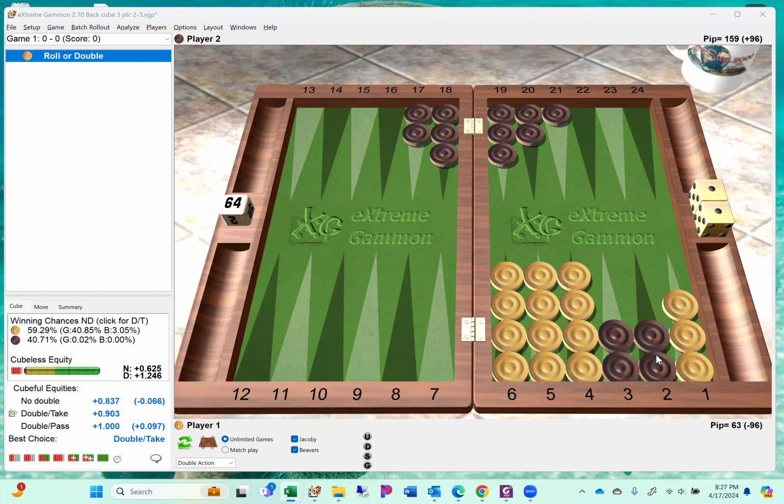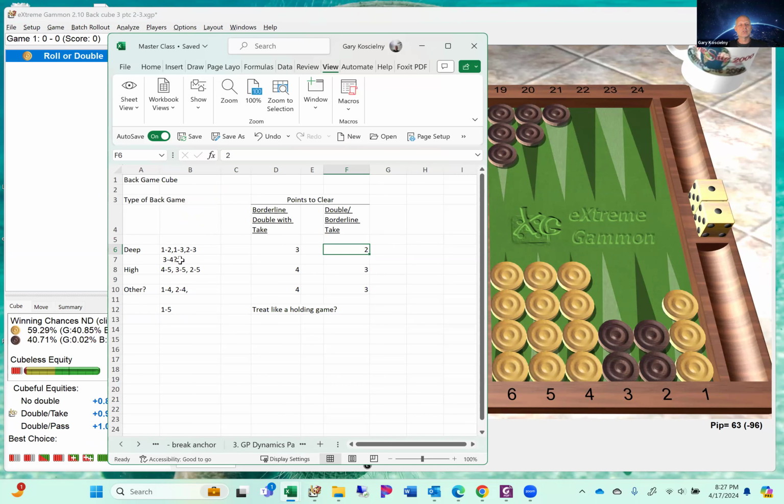And it's a 2-3, which we consider a deep back game. In a deep back game, 3 points to clear is a take, 2 points to clear is a pass. What do we mean by that? The deep back games are the 1-2, 1-3, 2-3s. And Mochi didn't say anything about the 3-4, but it looks to me like the 3-4 is considered a deep back game.